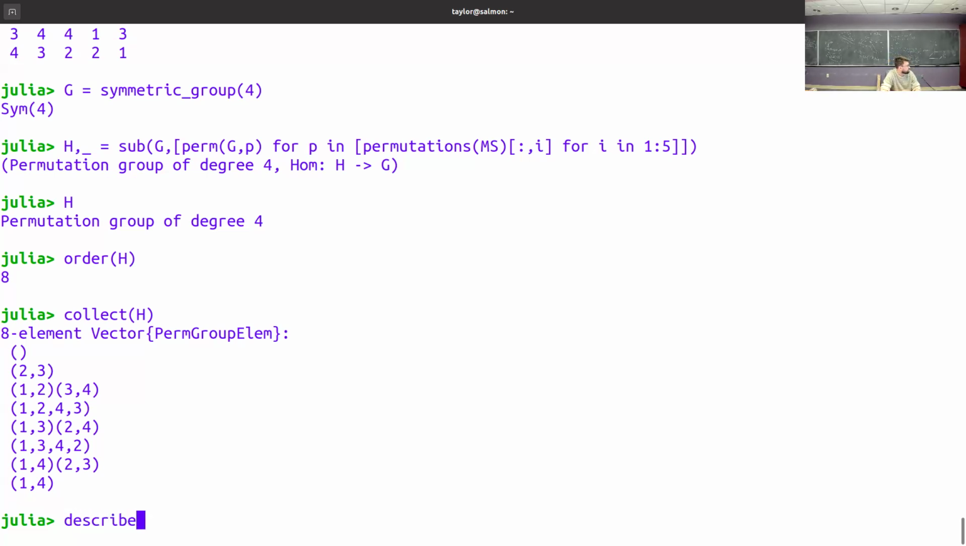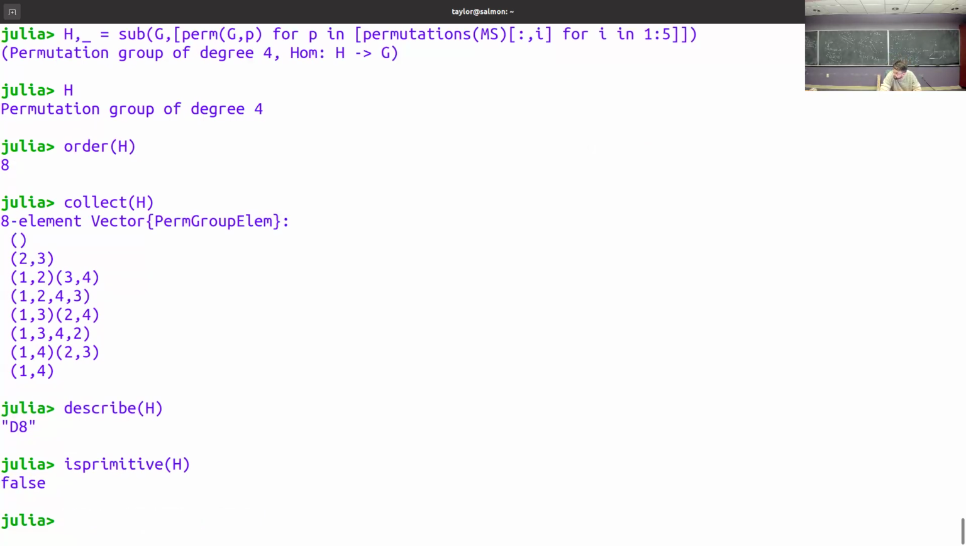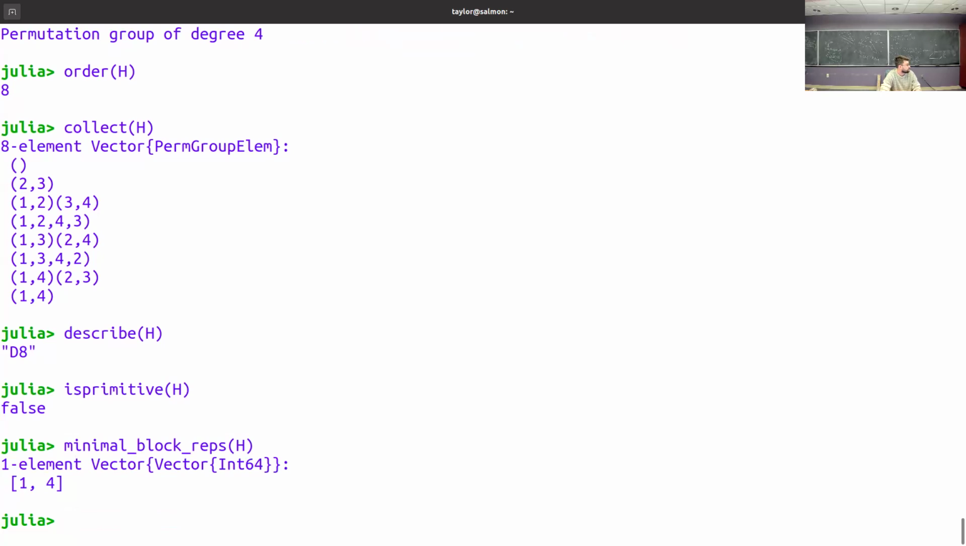Yeah, they call it D8. We can ask for any blocks which might be respected. It's not primitive, which means it's imprimitive, which means it has a non-trivial block system. And so it's a wreath product. It's the same one as D8 as before.